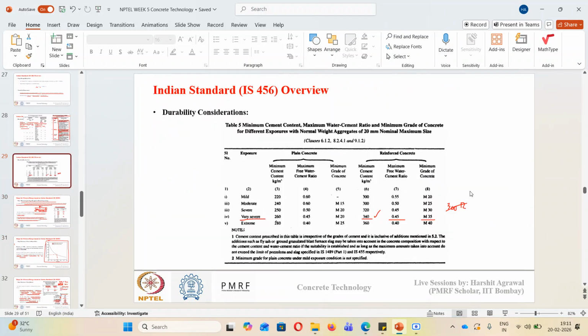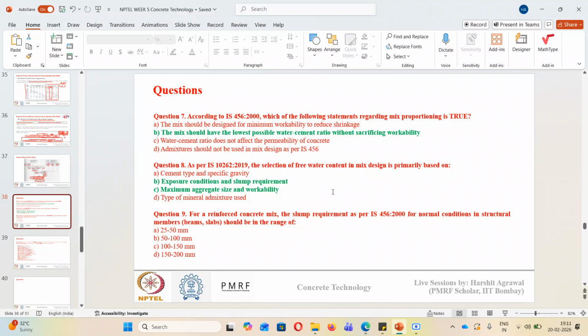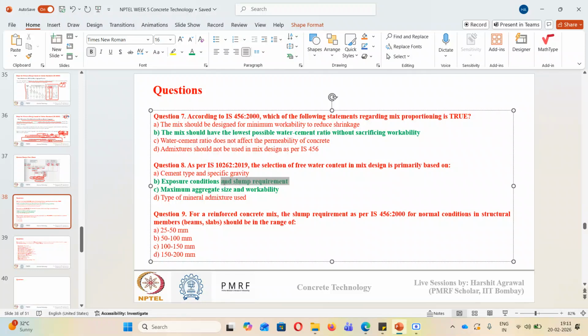Whatever water to cement ratio I'm getting, whatever free water content I'm getting and whatever cement content I'm taking, I need to check the W by C ratio from these tables also, whether they are justifying the durability condition or not. That's why exposure condition can also play a role in selecting the free water content. And slump requirement, durability requirement, it will be the same thing.